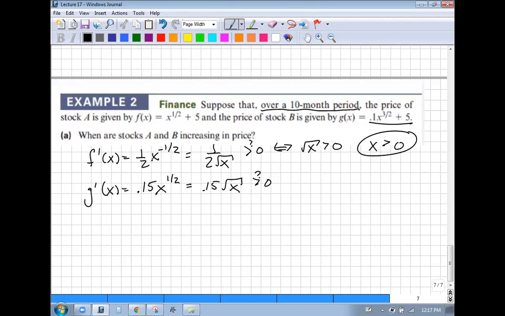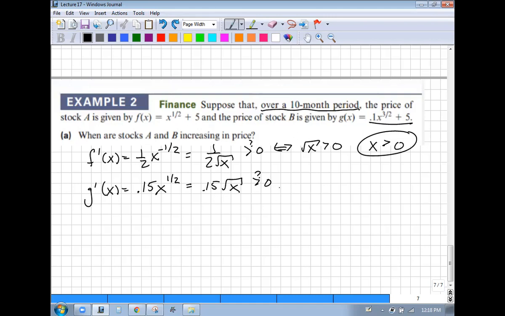It's not even defined for negative numbers. You can't take the square root of a negative. So basically it's always increasing. And of course we're not considering negative time here. These functions are only valid apparently over this 10-month period. So these functions are really only defined or valid when x goes from 0 to 10. Okay. Let's look at g prime.